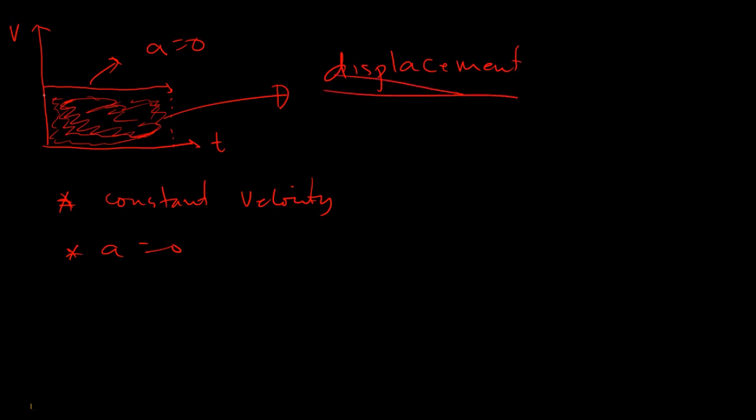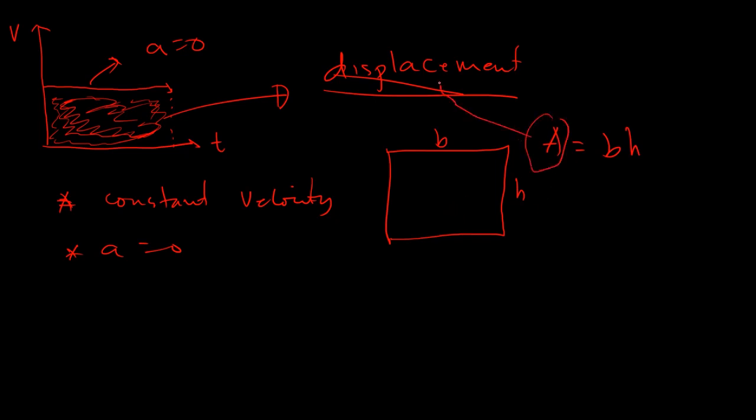And this is a rectangle. In our geometry, this is our base and this is our height. Since the base is identical and the height is also identical, the area here is simply base times height. And by applying this formula, we can get the displacement of that object.